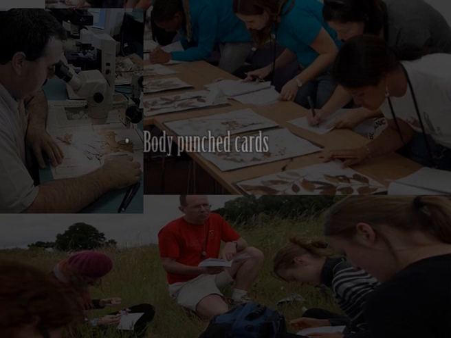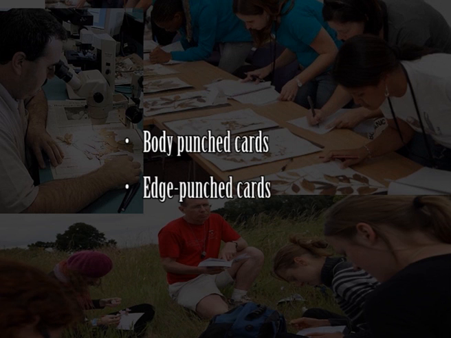Then the user selects another character and eliminates any species not common to both lists. This process continues until the specimen is identified. Such identification methods often make use of punched cards. The two basic types of punched cards are number 1, body punched cards, and number 2, edge punched cards.